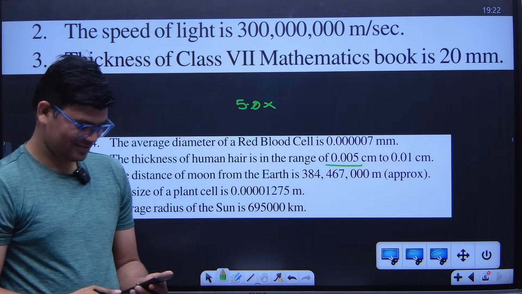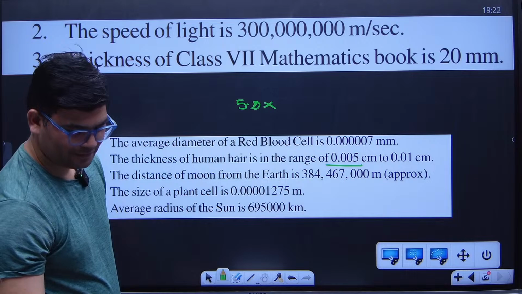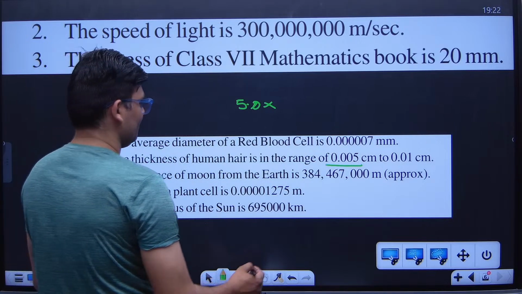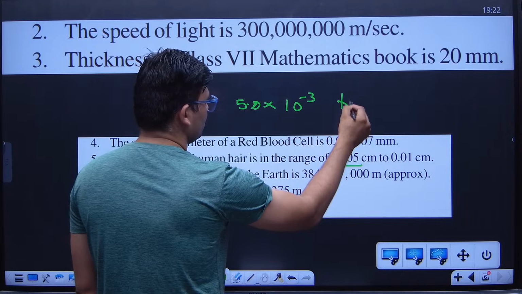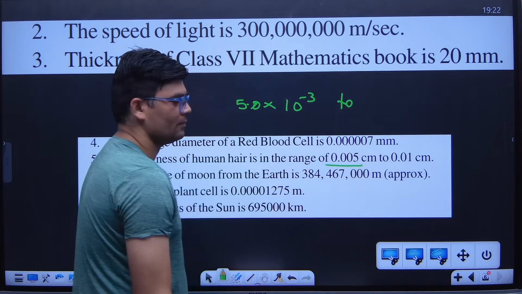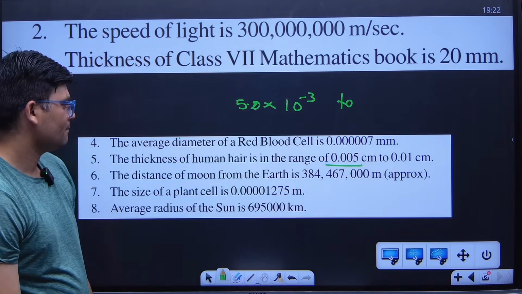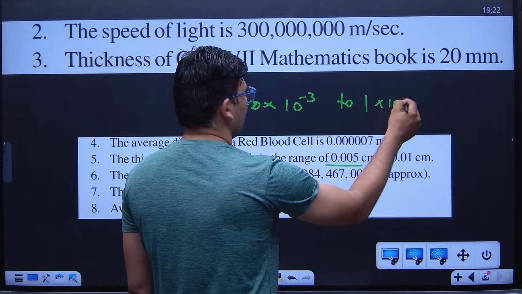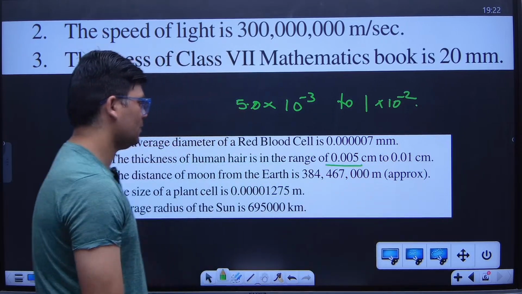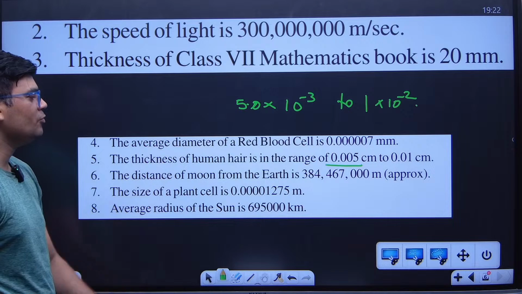Okay, sir, the first one is 5 into 10 to the power minus 3, to 1 into 10 to the power minus 2. Okay, the distance of the moon from the earth is?